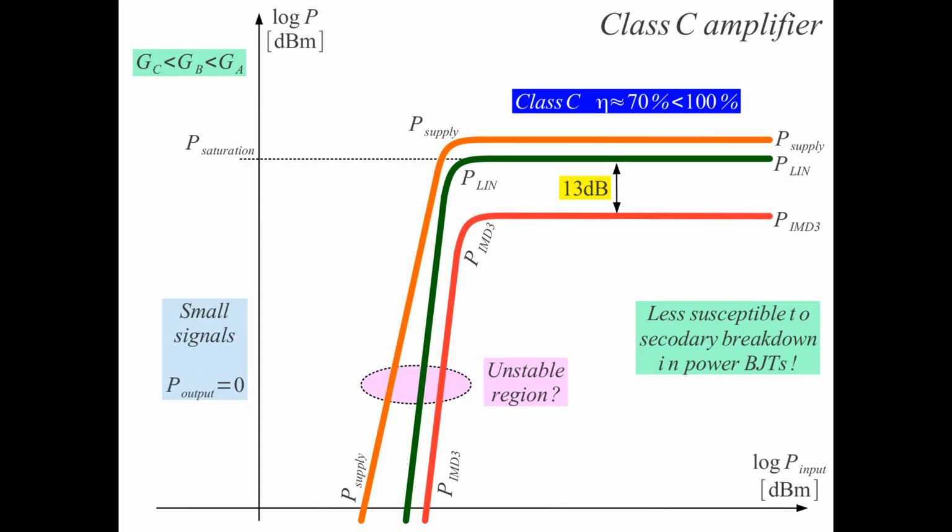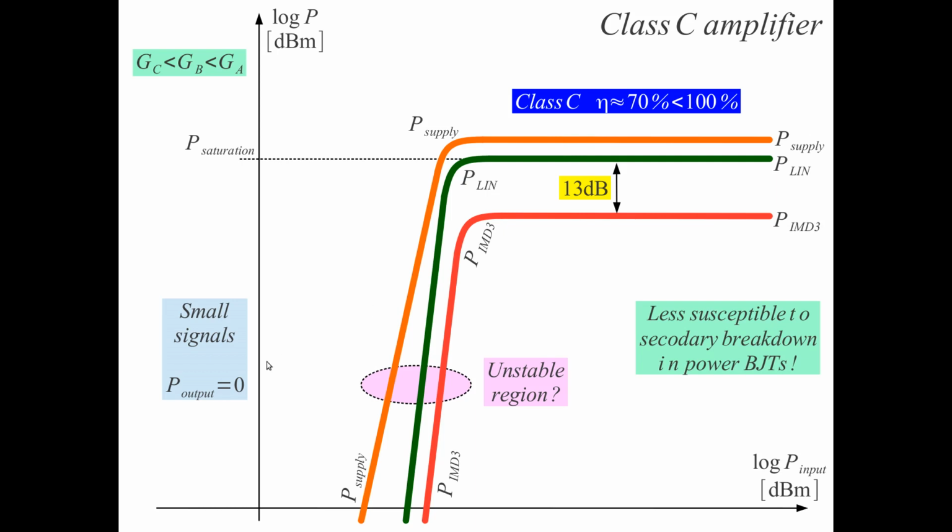Class C operation does not have any bias. So small signals do not get amplified at all in Class C operation. Class C operation operates stably only when fully driven to the full output power, when we have 13 dB of distance between linear power and intermodulation distortion. And Class C amplifiers are mostly used in this region here, so at full drive.